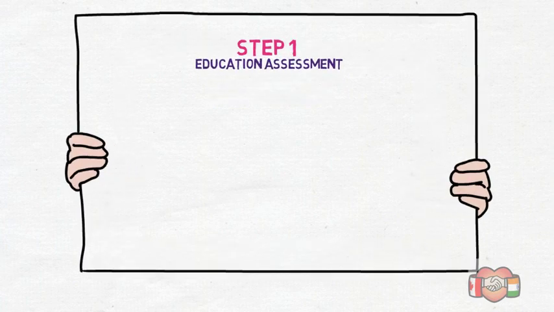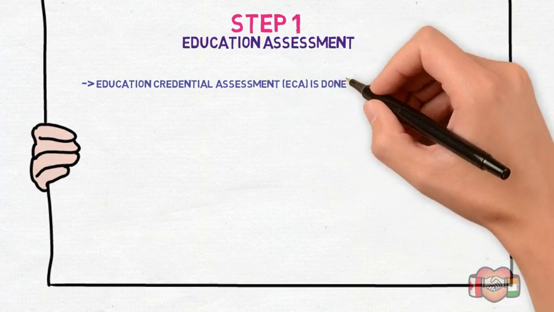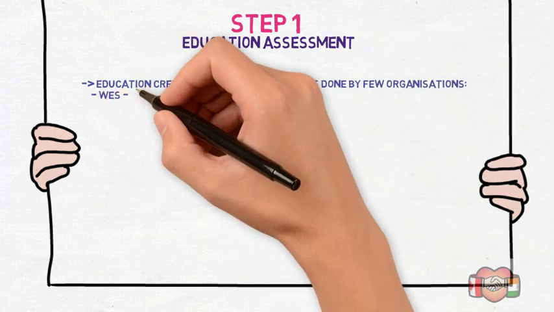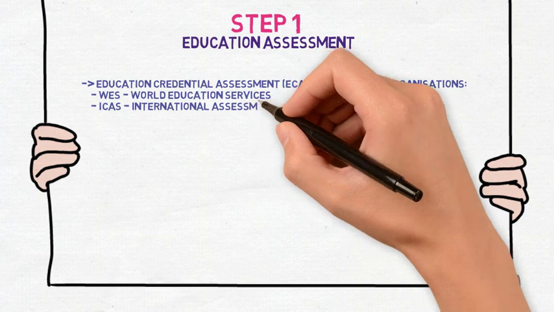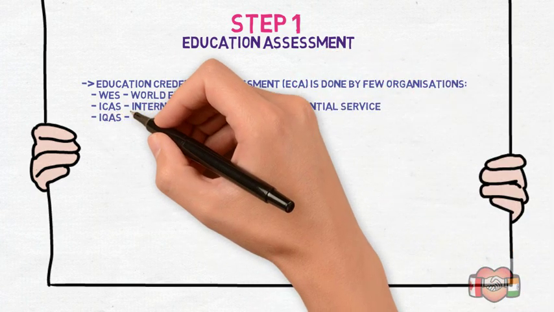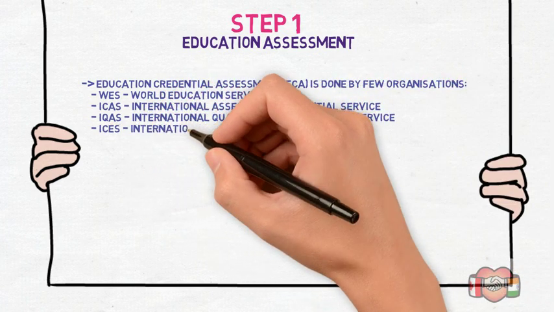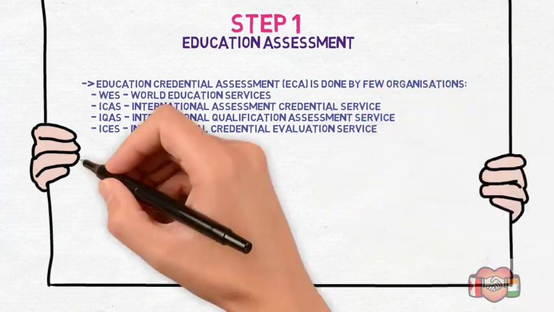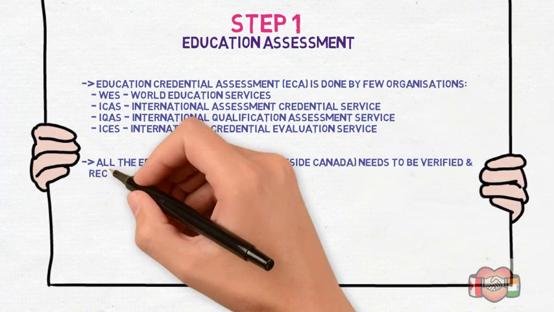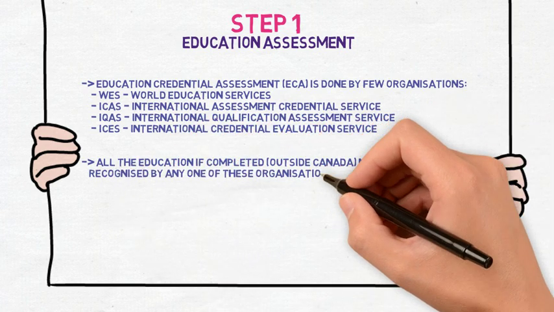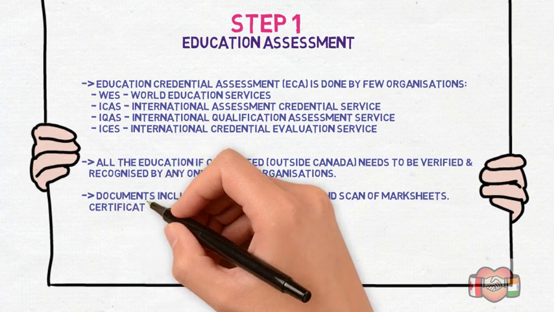which is education assessment. ECA, or Educational Credential Assessment, is done by a few organizations, that are WES, that is the World Education Services, ICAS, IQAS and ICES. All the education, if completed outside Canada, needs to be verified and recognized by any of these organizations. These documents include original transcripts and scanned mark sheets, certificates and degrees, which will be verified. ECA is valid for 5 years from the date of issue.